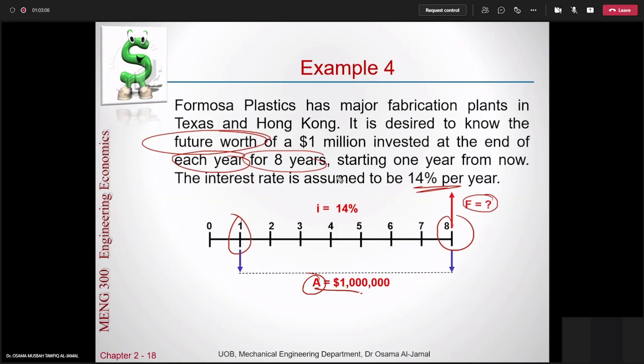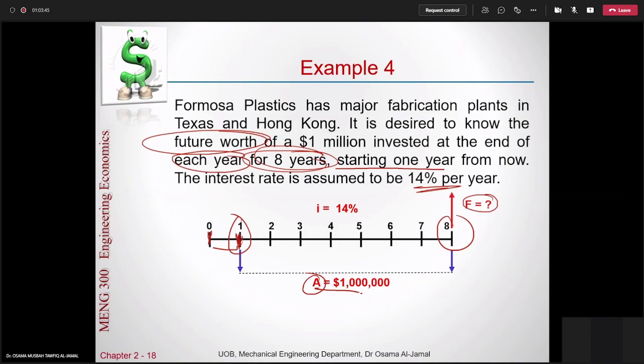Who tells us that we're going to start at year 1? Notice here, starting 1 year from now. This is now, and 1 year from now is year 1. Since it says for 8 years and we start at year 1, we have 8 payments. But if it said starting year 2, we would have that payment for 8 payments going to year 9. For the time being, we stick to what it says here, starting at year 1 with 8 payments. So it will be 1 to 8 only.